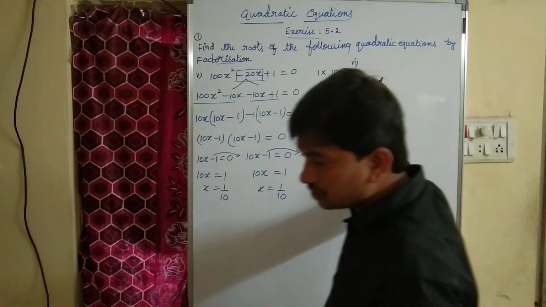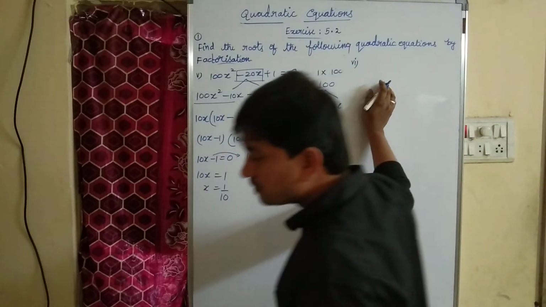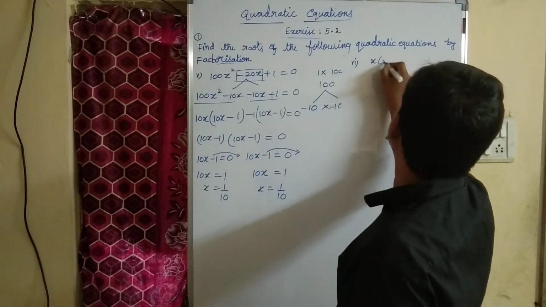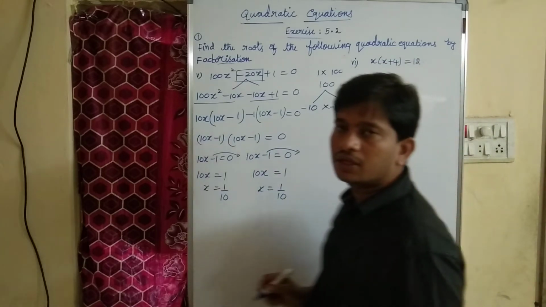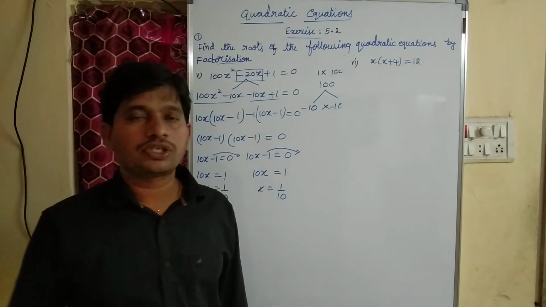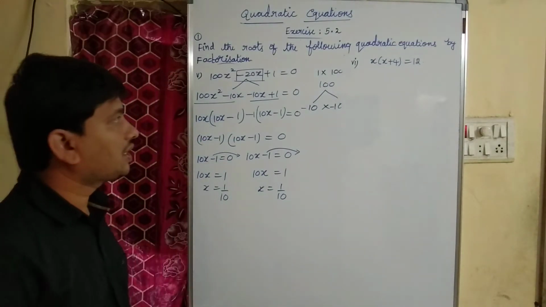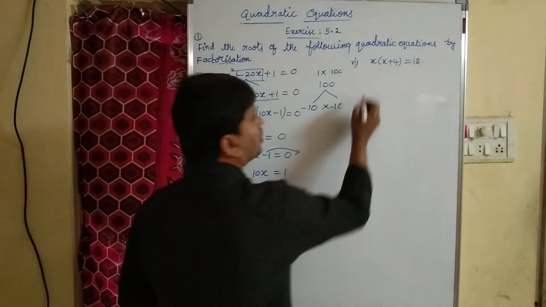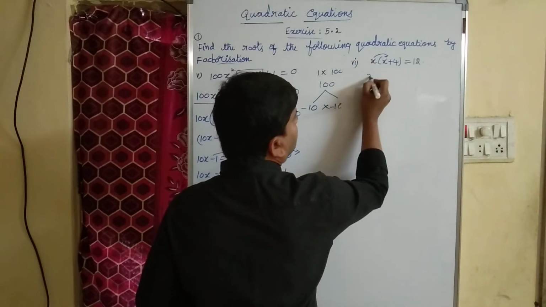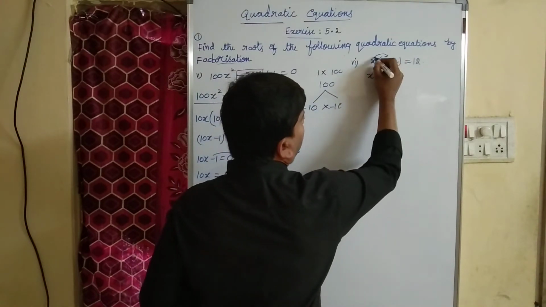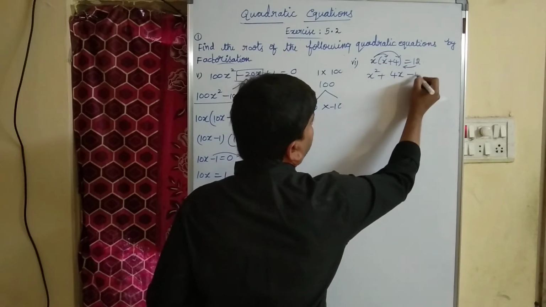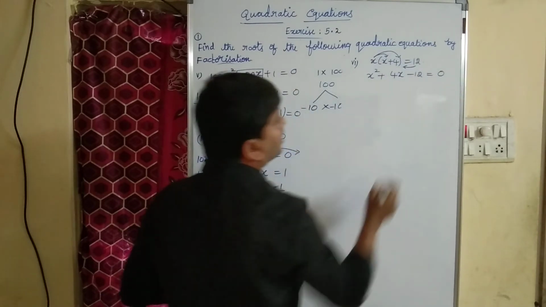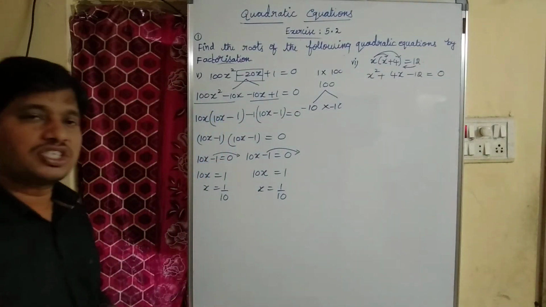What is the sixth question? x into x plus 4 is equal to 12. Okay children, now what you do, you multiply x into x, you will get x square plus x into 4, you will get 4x, equals 12. If you transpose towards the left hand side, it will become minus 12 which is equal to 0.